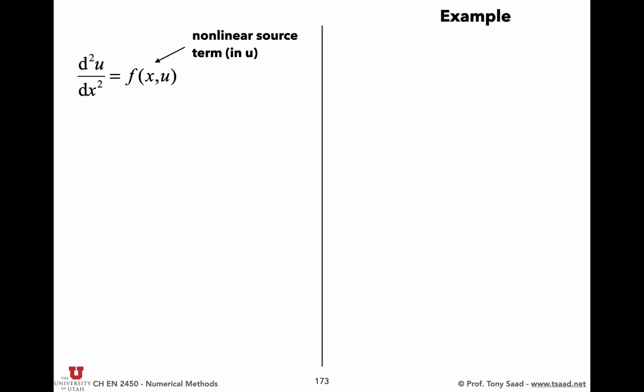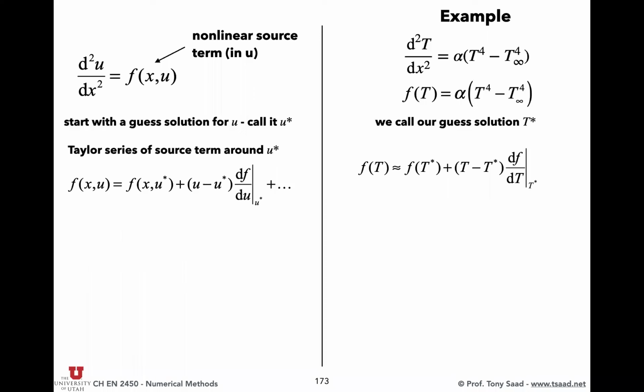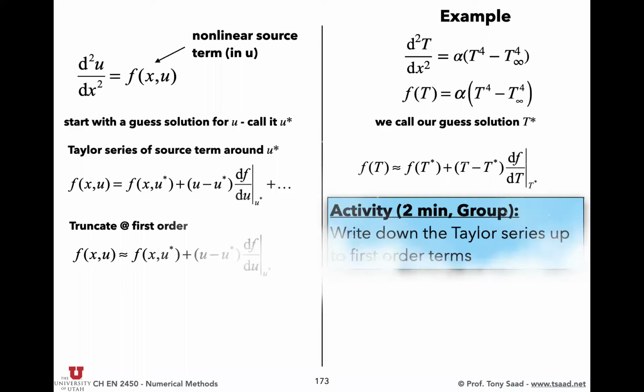Now we write the Taylor series, and we're going to truncate at first order. So we're going to keep the zeroth order term and the term that has the first derivative. Those are the first terms that we're going to keep, like we did with Newton's method. And this gives us your first activity. Now I want you to write down the Taylor series for f of t for our specific example. Our example is f of t is alpha t to the fourth minus t infinity to the fourth. So go ahead and write the first two terms in the Taylor series, or up to first order. Okay, you got 2 minutes.